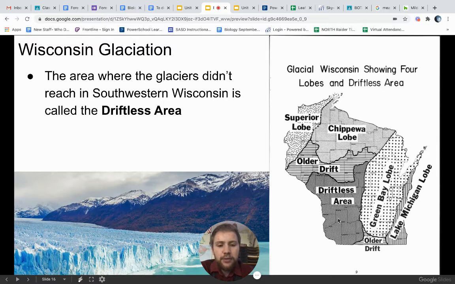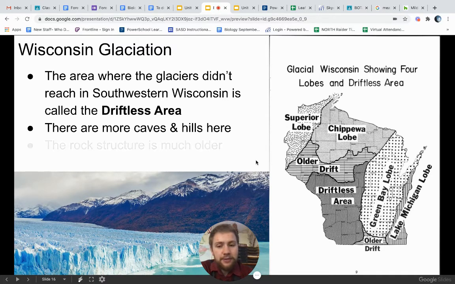So there wasn't just one big ice sheet. It was multiple ice sheets that moved independently of one another and almost scraped against each other in that common direction of movement. So we had our superior lobe, and all these were different lobes of different glaciers. And then this area in the stripy gray did not ever have glacial activity. More caves and hills here.